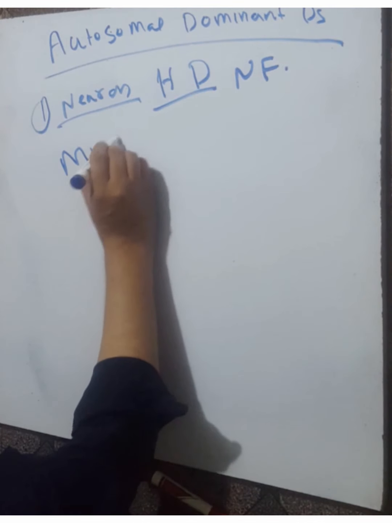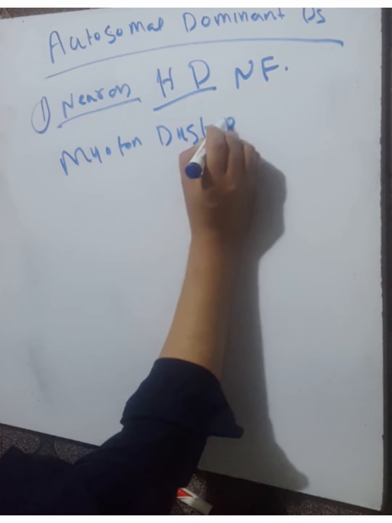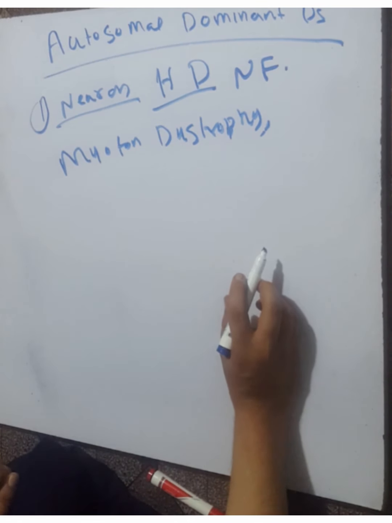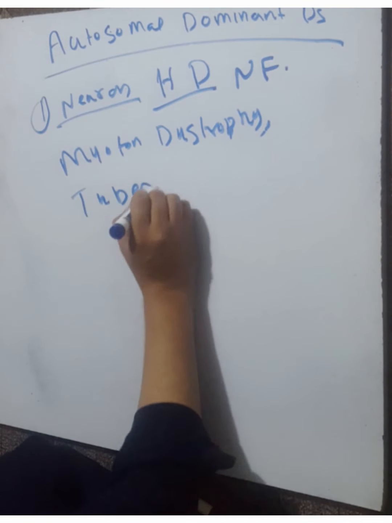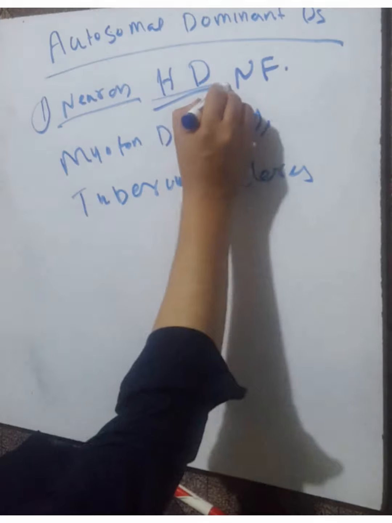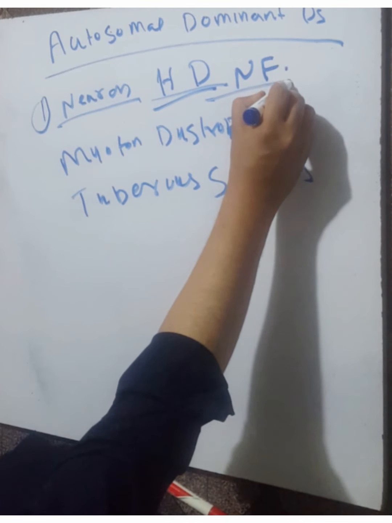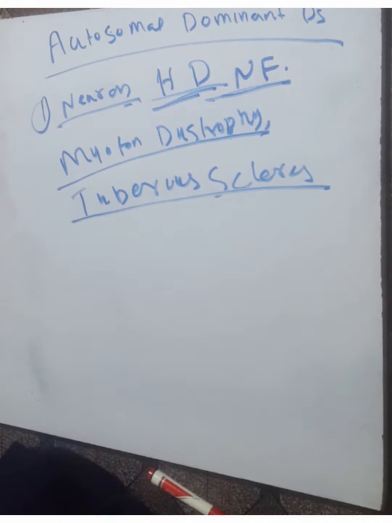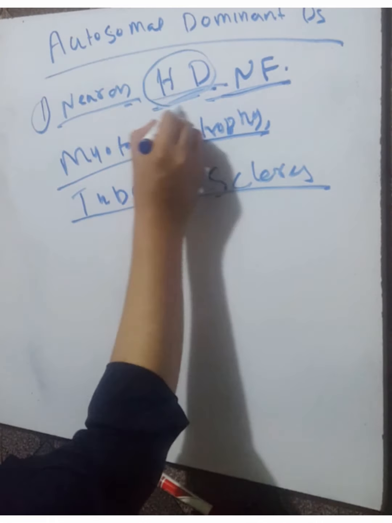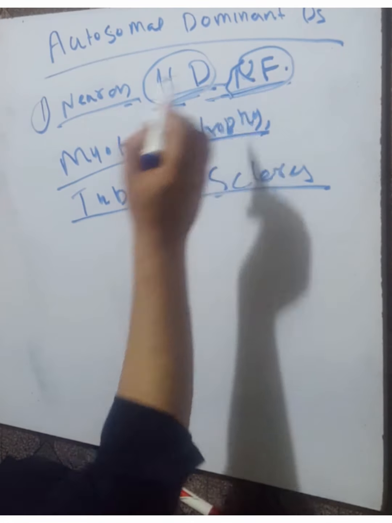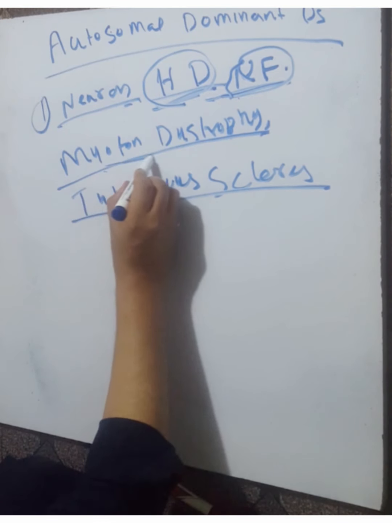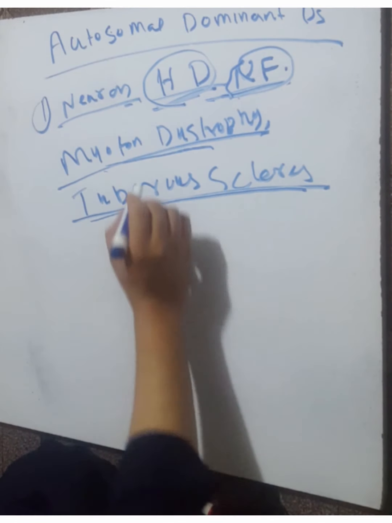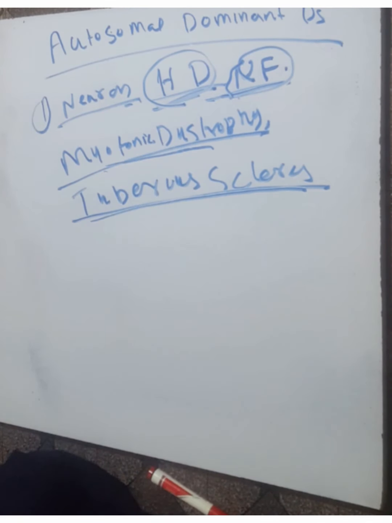The details of myotonic dystrophy we will discuss in another lecture. Huntington disease and neurofibromatosis are examples of autosomal dominant disorders. This is the neuron disease: Huntington disease, neurofibromatosis, myotonic dystrophy, tuberous sclerosis. There are two types of neurofibromatosis, type 1 and 2. These were examples of autosomal dominant disorders that affect the neuron.